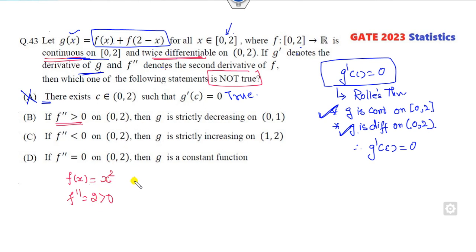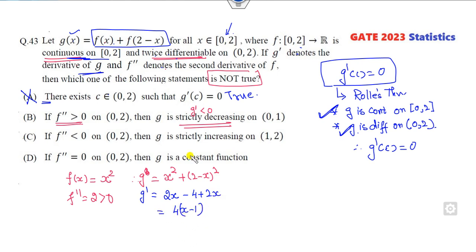It is also continuous here. Now g. How do you prove that it's decreasing? It means you have to prove that g' must be less than 0. So what is g'? Firstly we have to find g. f of x is x squared, and then your target is to prove g' is less than 0. So I can find this as minus 4 plus 2x, that is 2x minus 4 here. Then your target is to check whether this is negative.